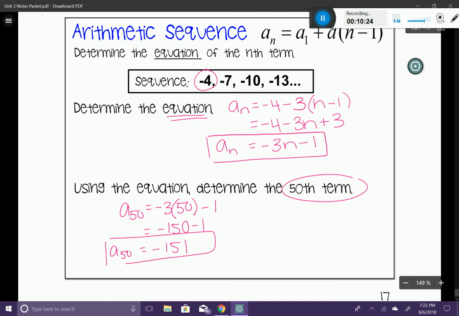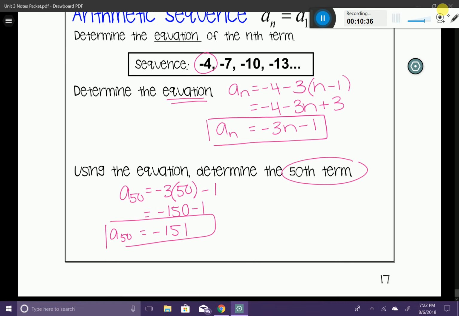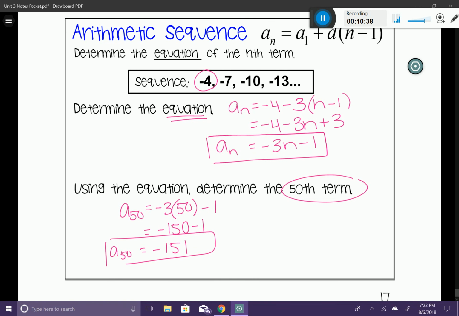So there's two things you can do here. You can actually solve for the specific term in the sequence that you're looking for, or you can find the equation of the sequence, and then you can determine any of the numbers very quickly using that equation. So those are the two pieces that we did today. Alrighty, that brings us to the end of our lesson on arithmetic sequences.